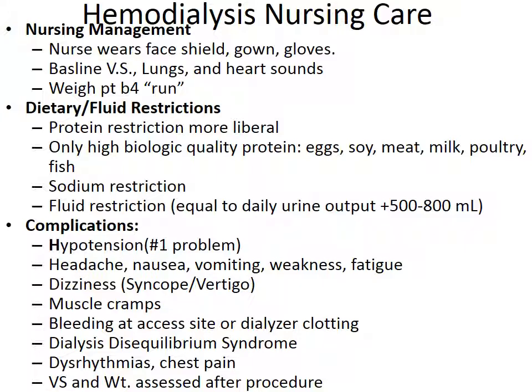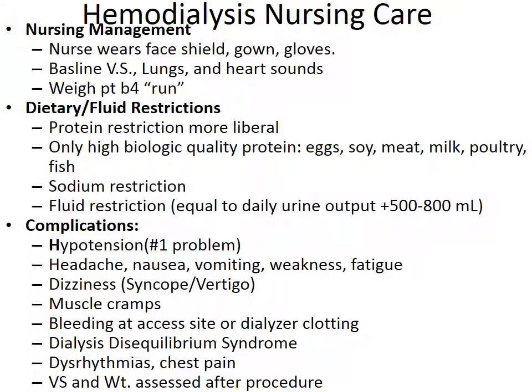Dietary and fluid restrictions include protein restriction, more liberal. Only high biologic quality protein is allowed, however. Eggs, soy, meat, milk, poultry, and fish. Sodium restriction continues, and fluid restriction again continues, equal to the daily urine output plus 500 to 800 milliliters.